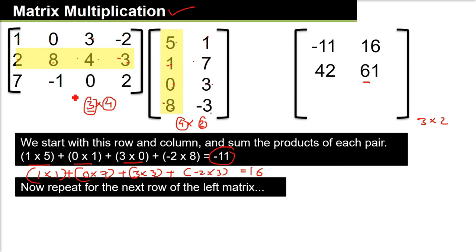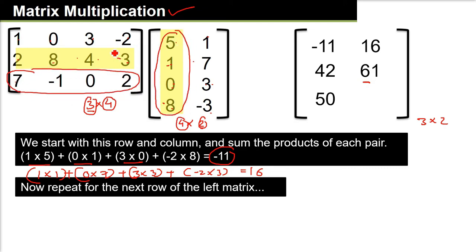Now coming to the third row and first column. It will be 7 into 5 plus negative 1 into 1 plus 0 into 0 plus 2 into 8, that will be 50. And then 7 into 1, negative 1 into 7, 0 into 3, 2 into negative 3, and that gives you a value negative 6. Okay.